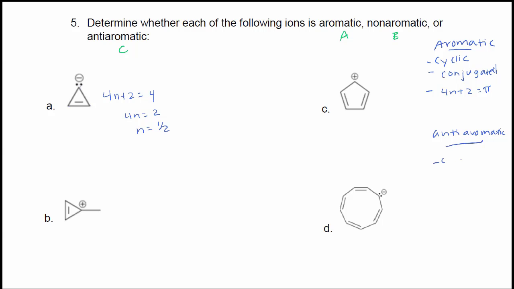This one is cyclic, conjugated, and it will have 4n equals pi. So if I do 4n equals pi, n equals 1. So this one is anti-aromatic. Questions on that one? All right, how about B? What about B?